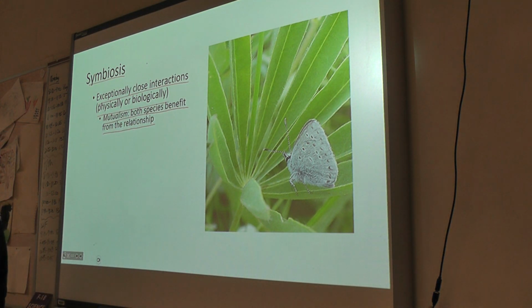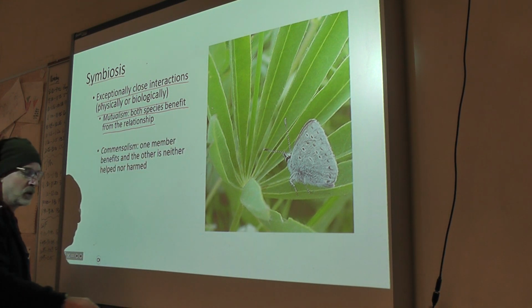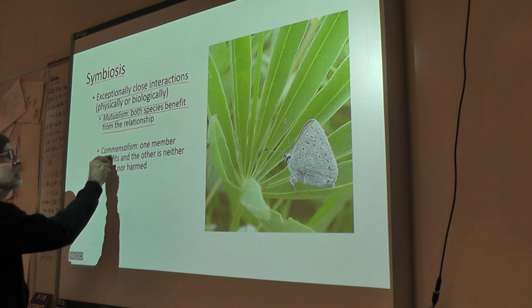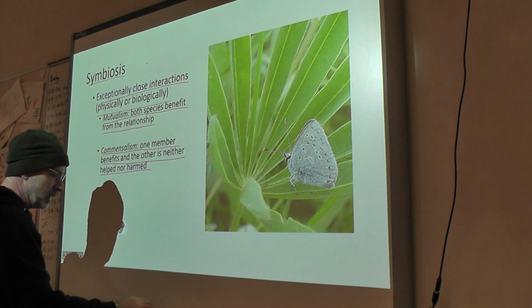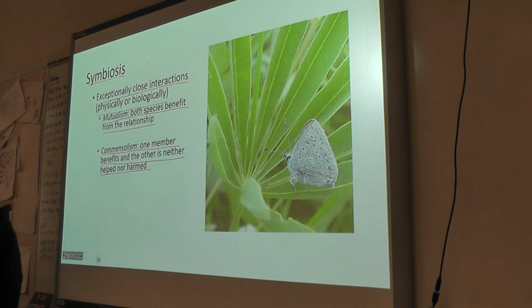A mutualistic relationship is where both organisms benefit. So lichen is an example of a mutualistic relationship. The algae gets protection, the fungus gets sugar from photosynthesis. There can be a relationship that's called commensalism. And commensalism is where one of the organisms is really helped by the relationship, and the other doesn't really have an effect one way or the other.